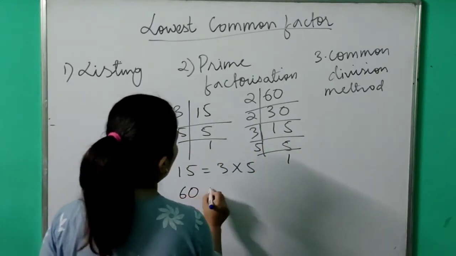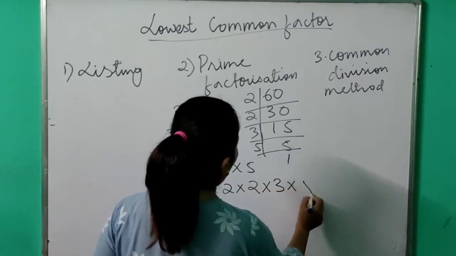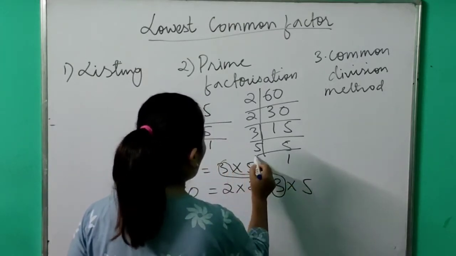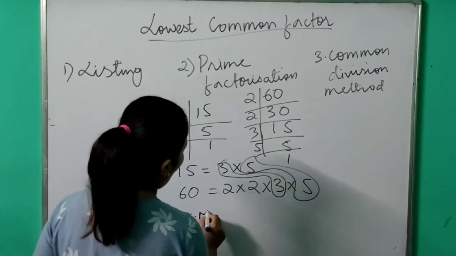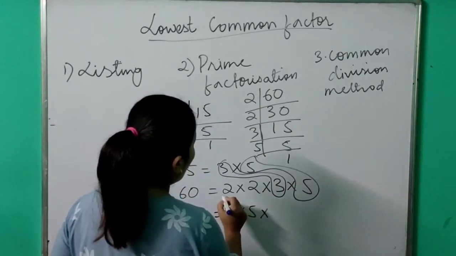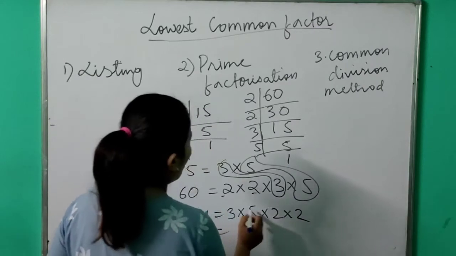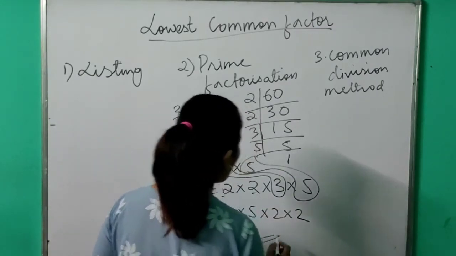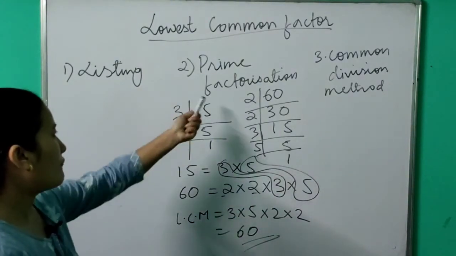So prime factors of 60 is 2 into 2 into 3 into 5. Now among this, 3 is common and 5 is common. So find the LCM. You have 3 as common, 5 as common, and what are the remaining numbers? That is 2 and 2. So 2 into 2. 5 3s are 15, 15 2s are 30, 30 2s are 60. So LCM is 60. Okay, so this is how you do it using the prime factorization method.